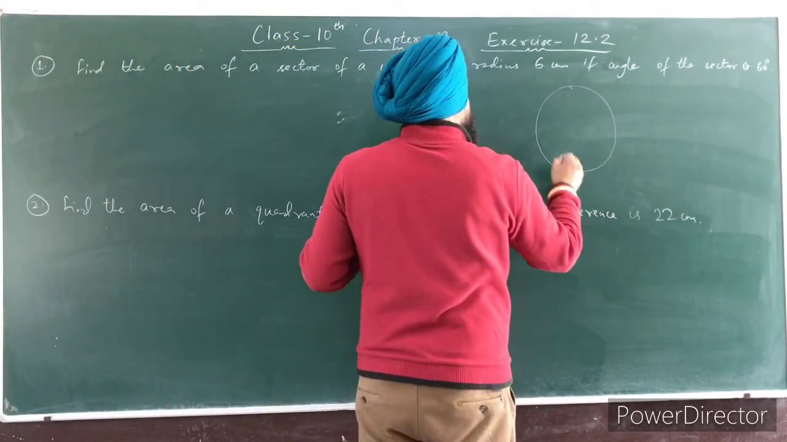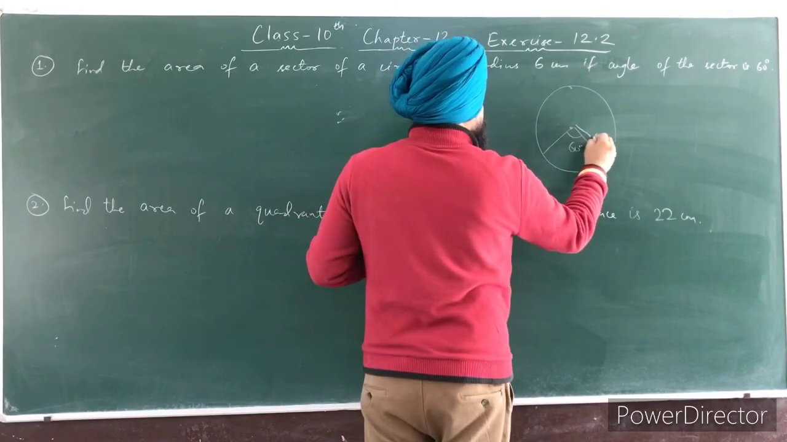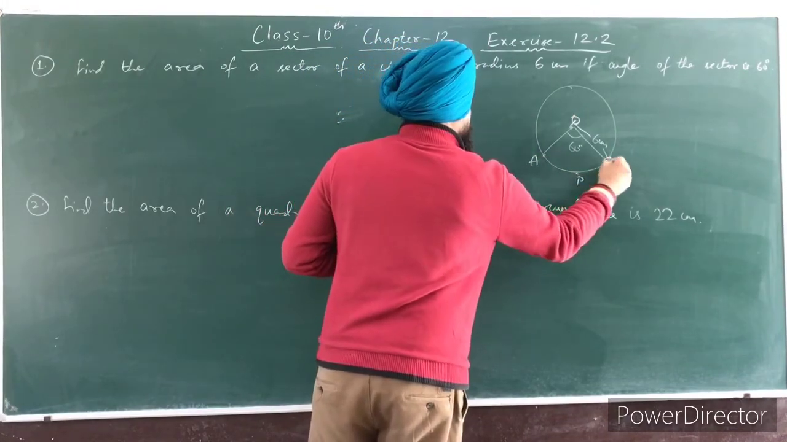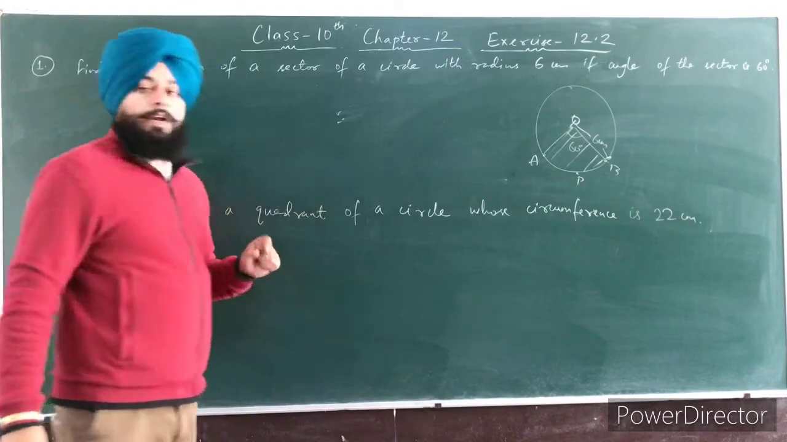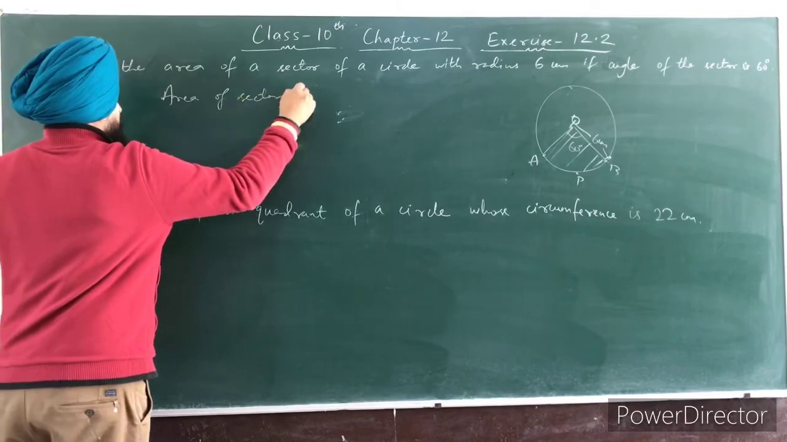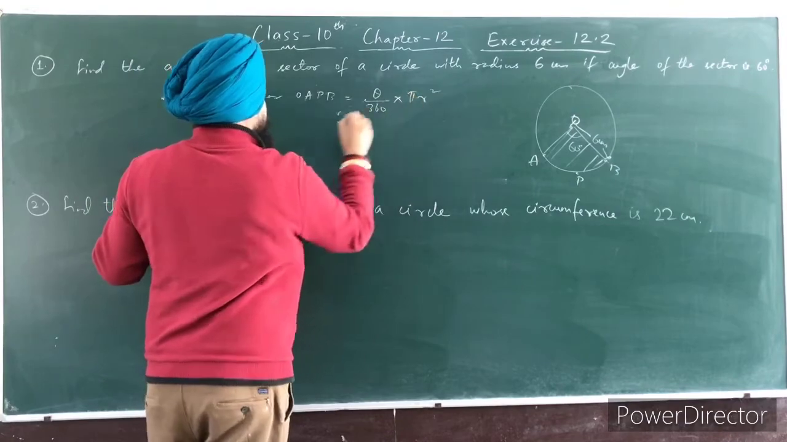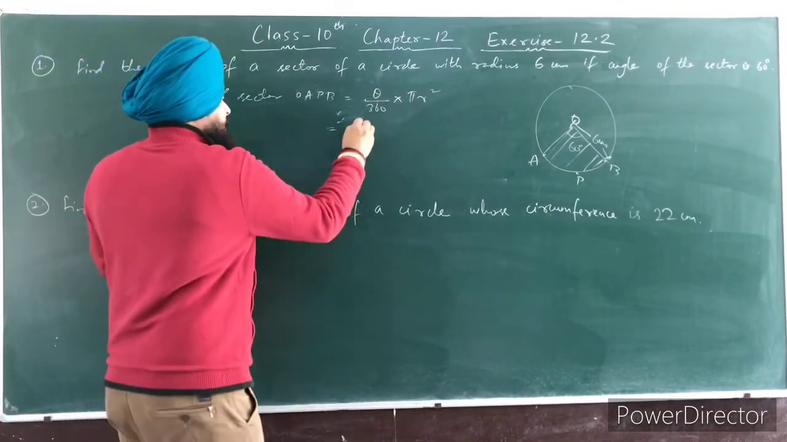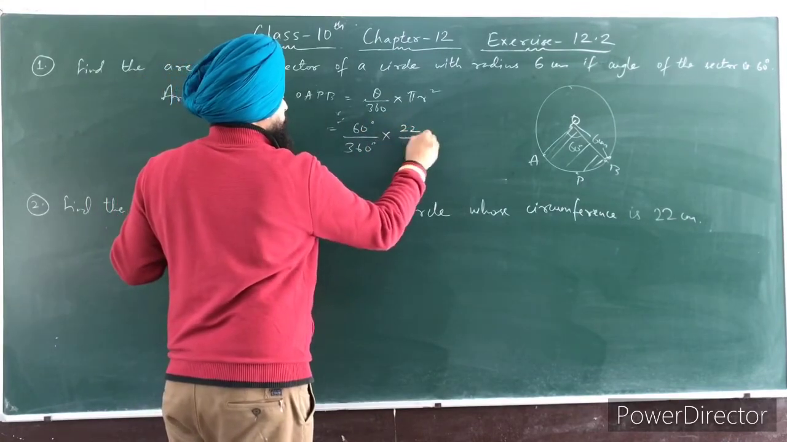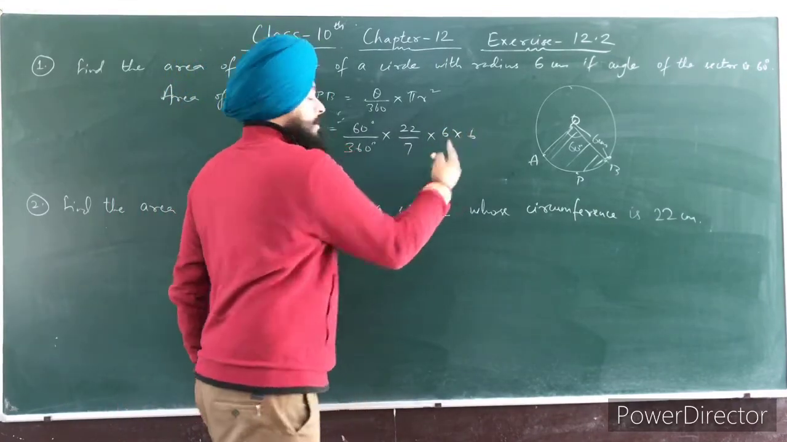So draw a circle in which theta is 60 degree and the radius is 6 centimeter. O A P B. We have to find the area of sector OAPB. Formula is theta over 360 into pi r square. So theta is here 60 degree over 360 into pi, pi is 22 over 7, r square. Radius is 6 and 6 square is 36.